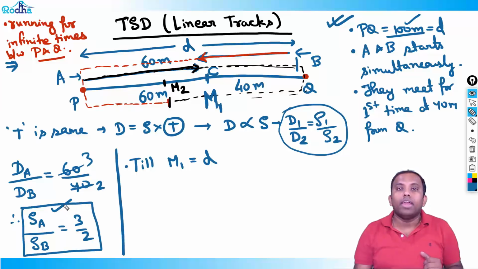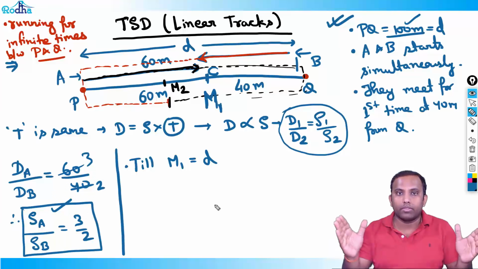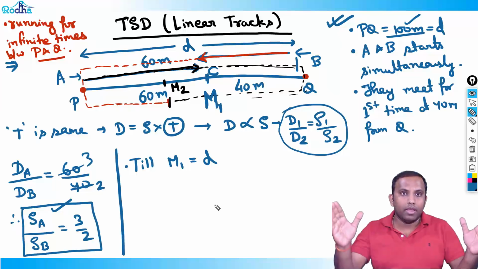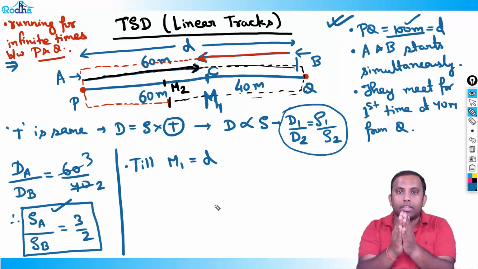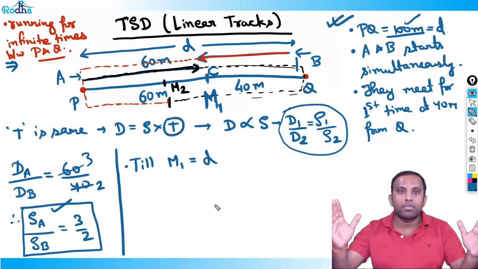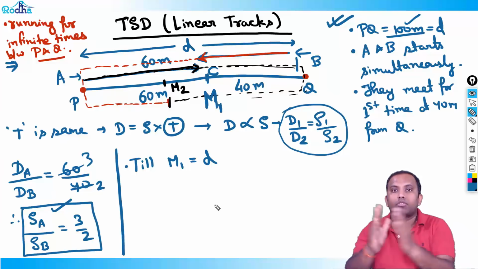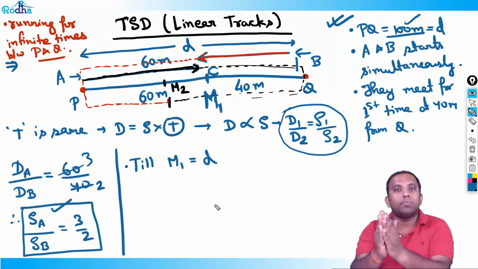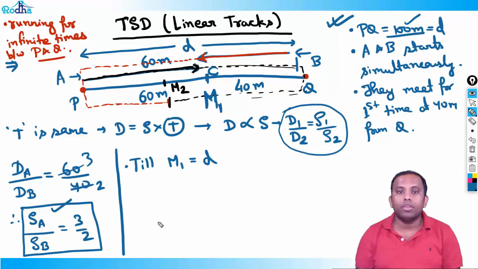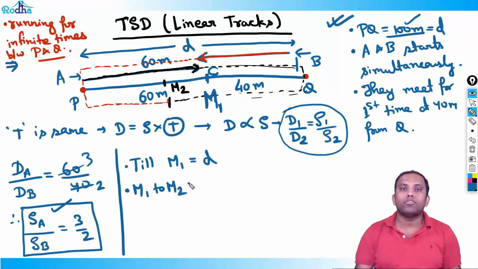Now, suppose they kept on running for infinite time in between these two ends. Till M1, still till the first meeting, their combined distance covered is D. Suppose this is the length of the track D, and they are meeting at some point here. So till M1, they have traveled a combined distance of D. Now from M1 to M2, what is the combined distance traveled?